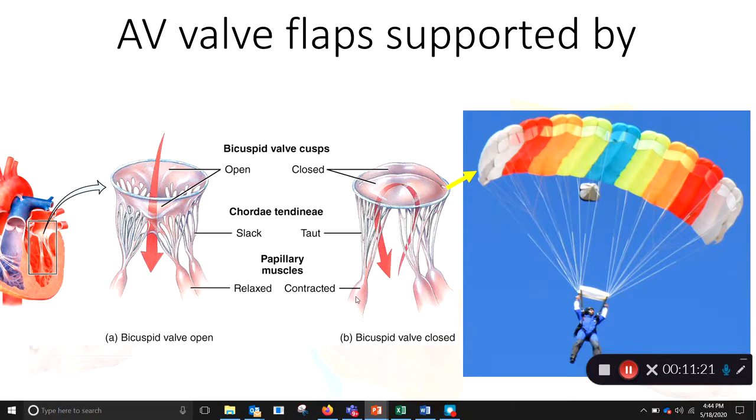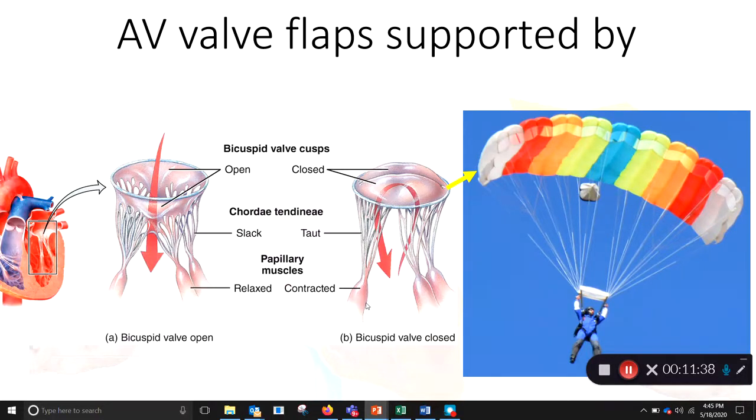When you're letting blood in, the papillary muscle is relaxed. When your ventricle is being contracted, those papillary muscles become strong to help hold taut those cusps.